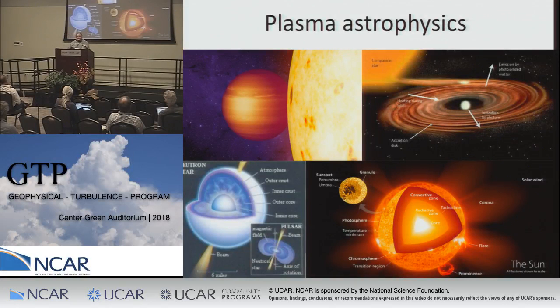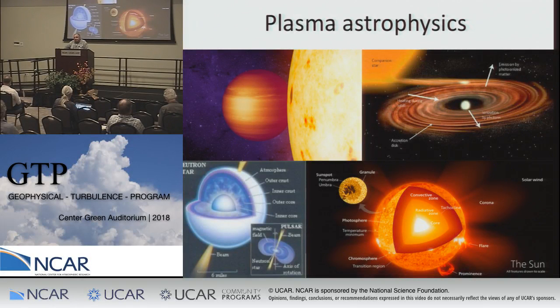Okay, it is clear, and everybody knows, that most astrophysical objects are in the plasma state. And now it has become quite popular to develop theories to study general properties of plasma in such astrophysical objects, like neutron stars, like the sun, like disks, and like tidally locked exoplanets which may have ionized atmospheres.